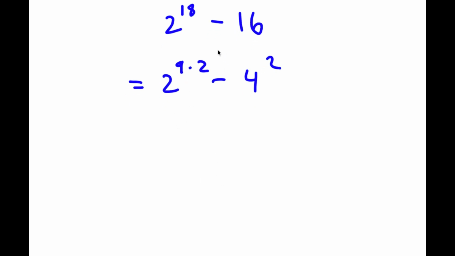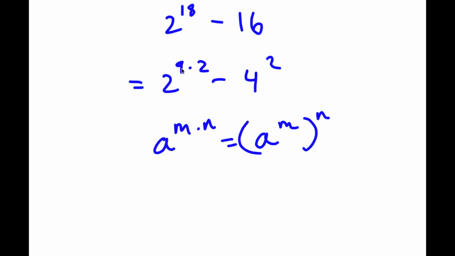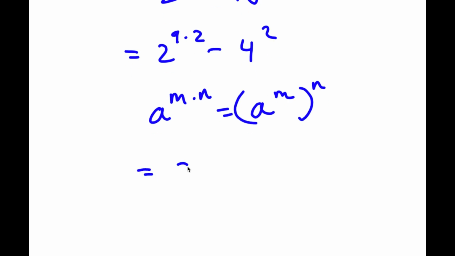Now, if I have something in the form a to the power of m times n, this is equal to a to the power of m to the power of n. So 2 to the power of 9 times 2, I can rewrite as 2 to the power of 9 to the power of 2. Now I have this minus 4 to the power of 2.